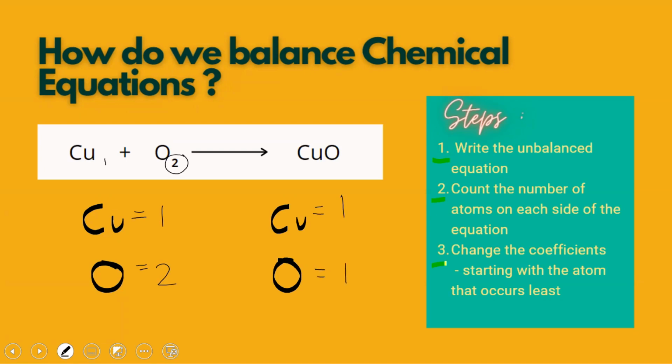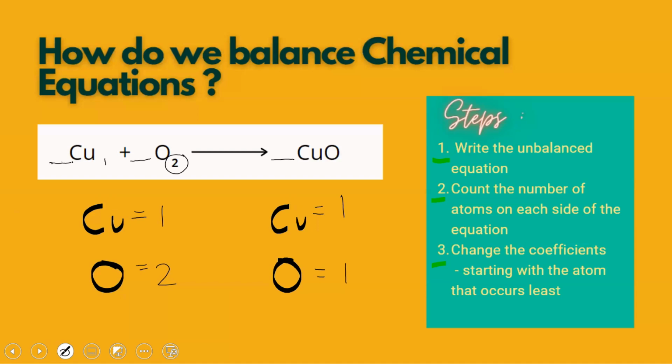In the third step, we have to change the coefficients of each element and molecule in order to equate like atoms on both sides of the equation. The coefficients are the numbers that go in front of the species, and the subscripts are the numbers that come after a symbol and below. For example, the number 2 below oxygen.